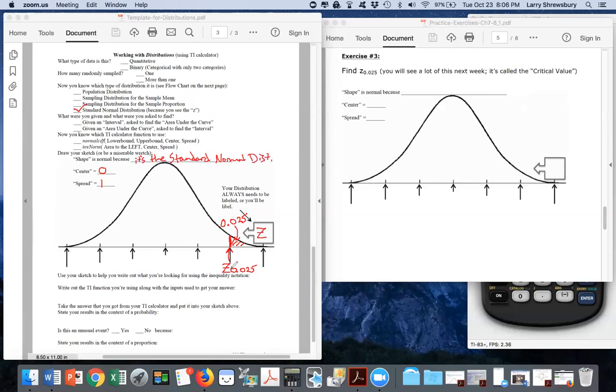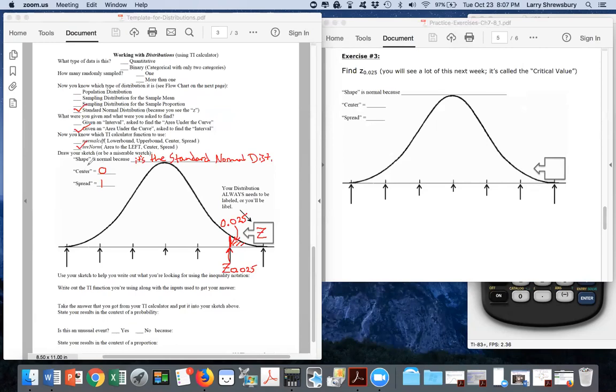And so we see that we've been given an area under the curve and we're asked to find the interval. We know the upper bound is positive infinity, but we want to know the lower bound. So essentially we're finding an interval. So this is a job for inverse norm. Okay, so we're clear on that.